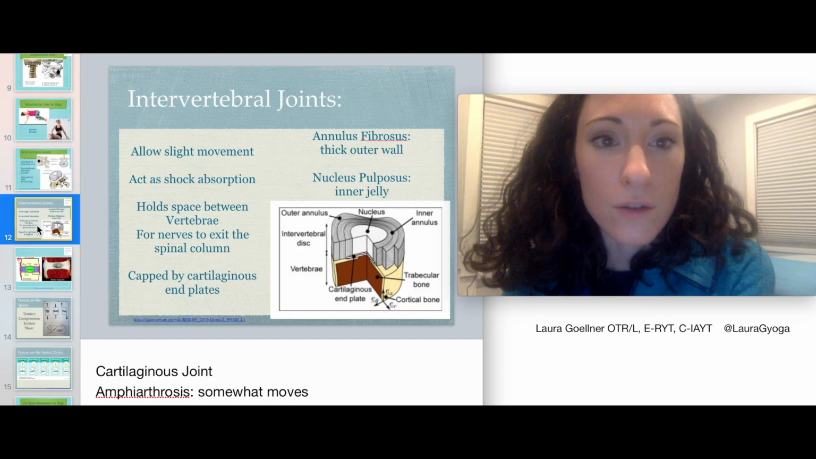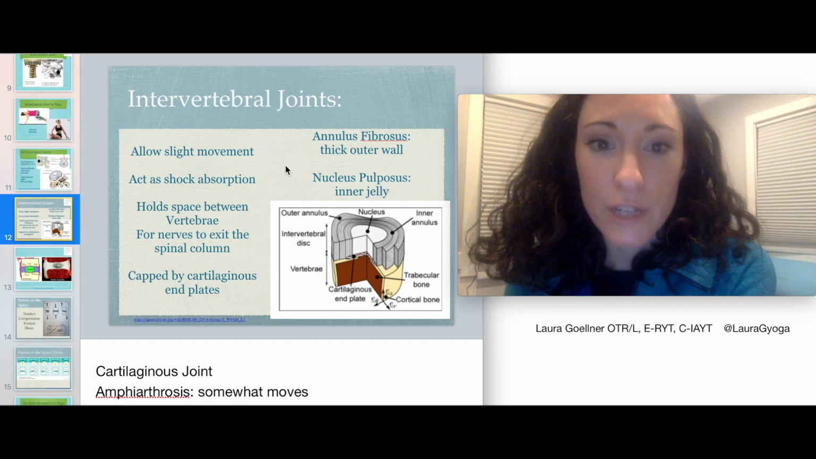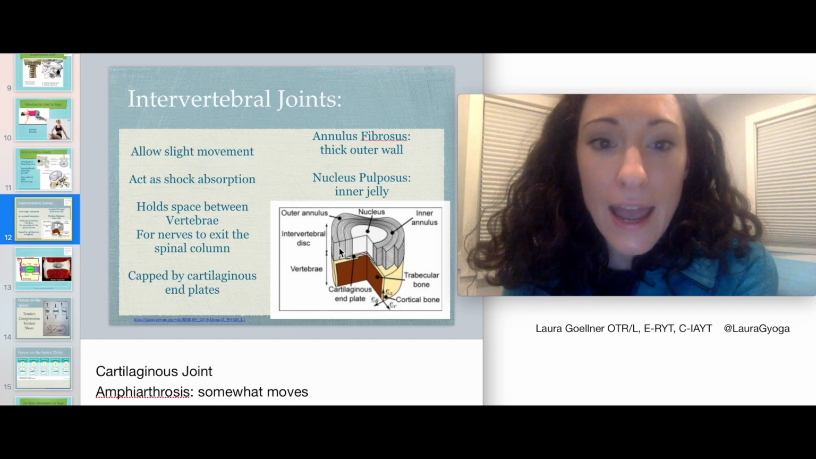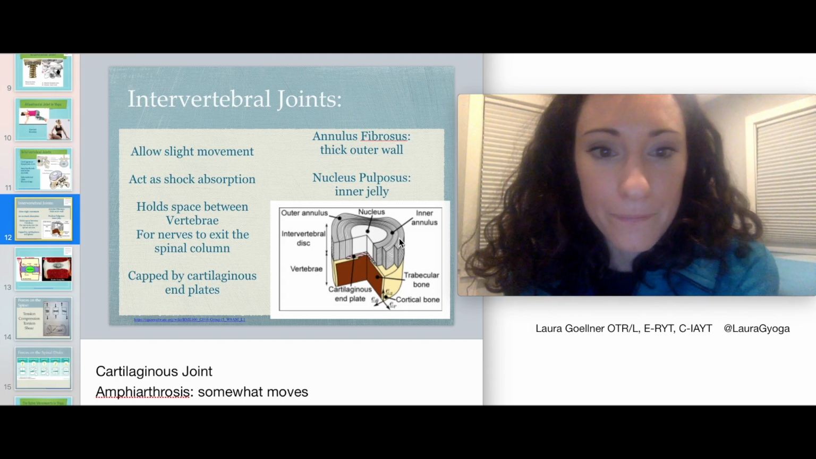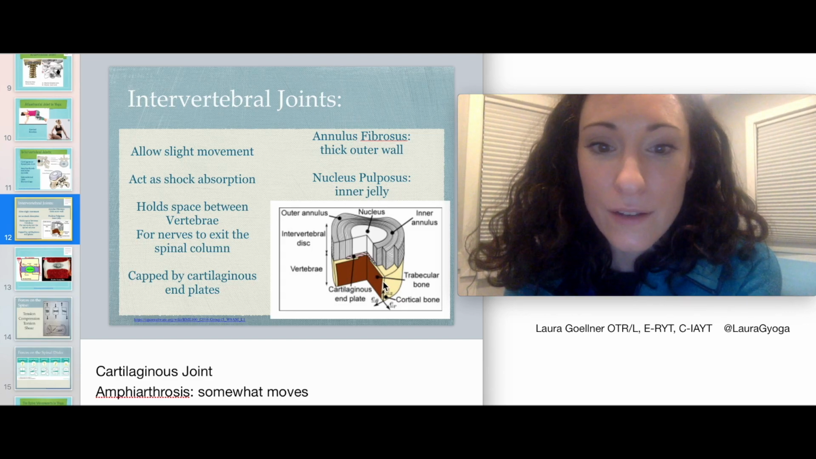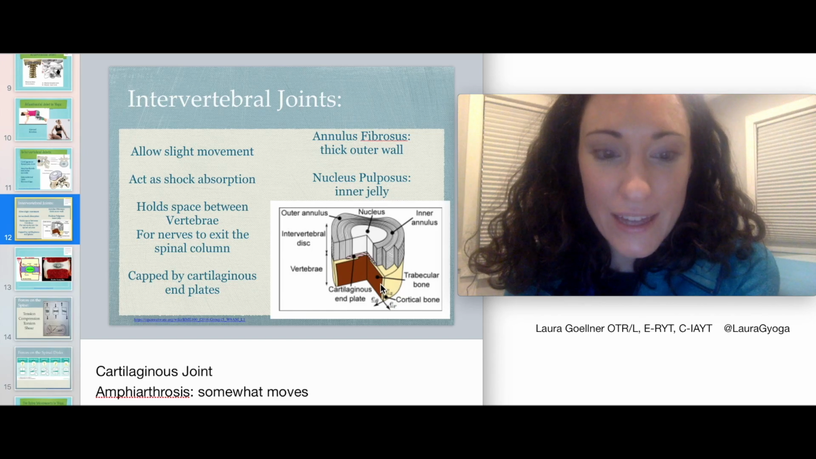So here's just another breakdown of the intervertebral joint that gives you a better look at the nucleus and then the outer fibrocartilage that creates the disc in between each vertebra. And then there's the body of the bone underneath it.